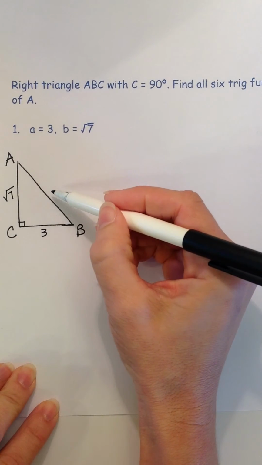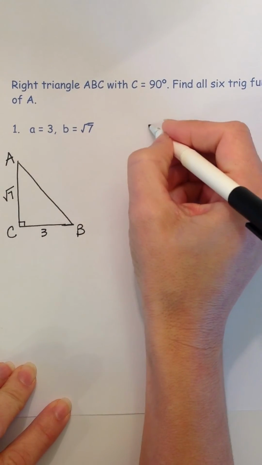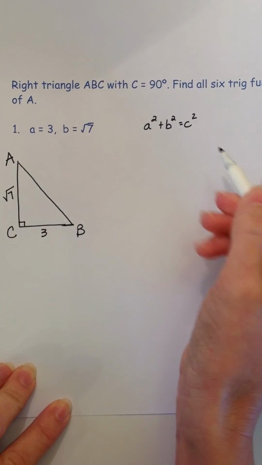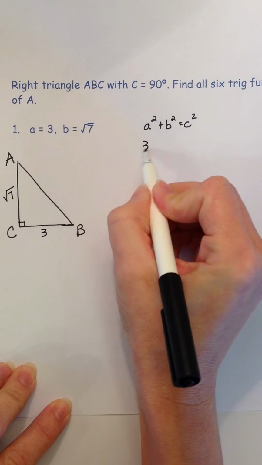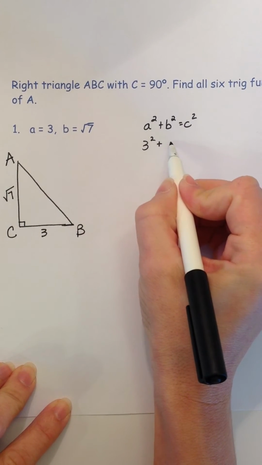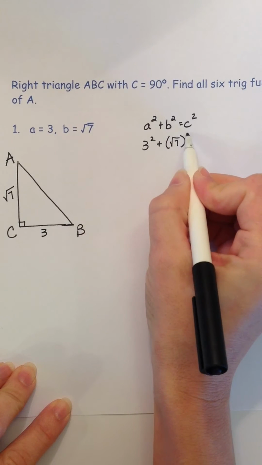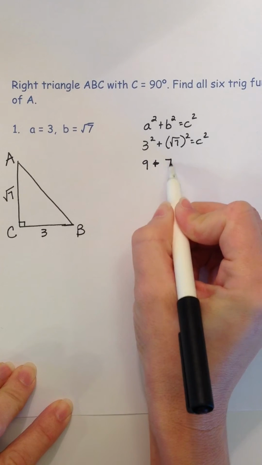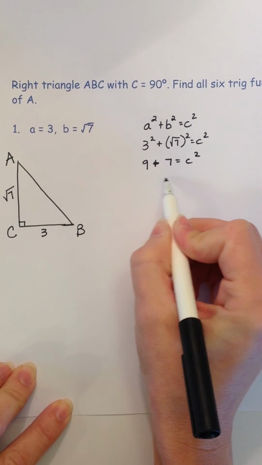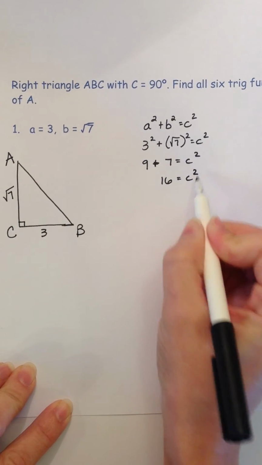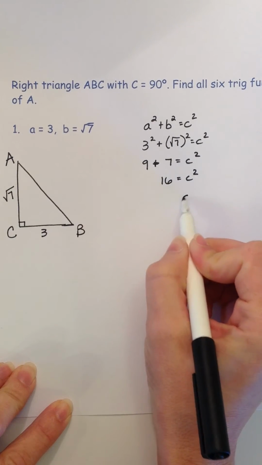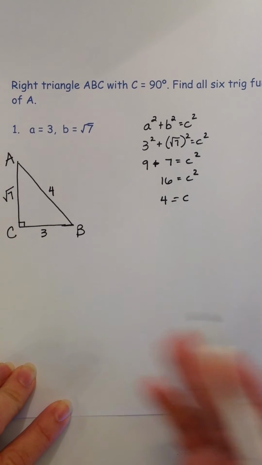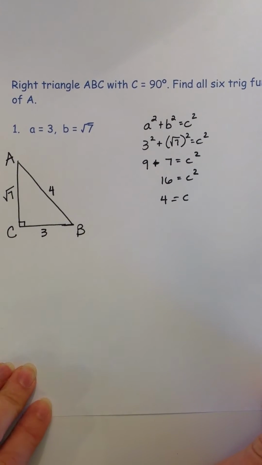Now you will need to know your hypotenuse, which you could just use your Pythagorean theorem to locate. So A is 3, B is square root 7. So we would have 9 plus 7 is equal to C squared. So 16 is equal to C squared. So that means that C is going to be equal to 4. So there's our missing side. Whichever side it is that you're missing, just use your Pythagorean theorem.